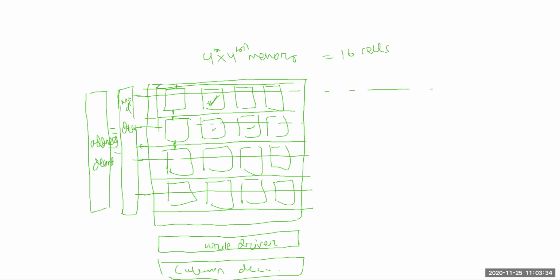Similarly, the bit lines are there. Every column has 2 lines, 2 bit lines. Similarly, here 2 bit lines. This is connected to our write driver, and again we can collect the data. So we can read the data from this line, or we can write the data through this line. That's why this is connected to the write driver, and again it is connected to the column decoder.